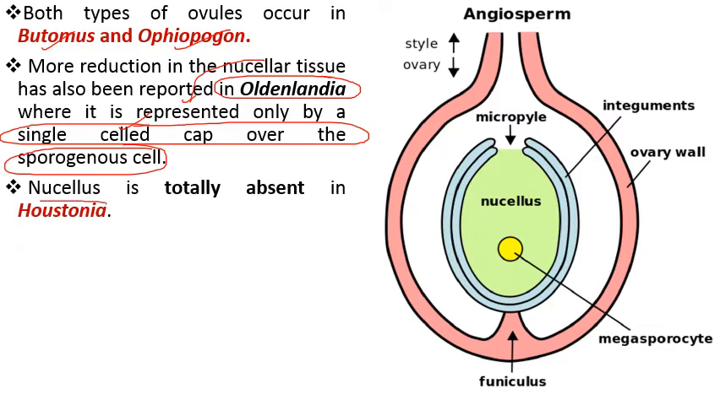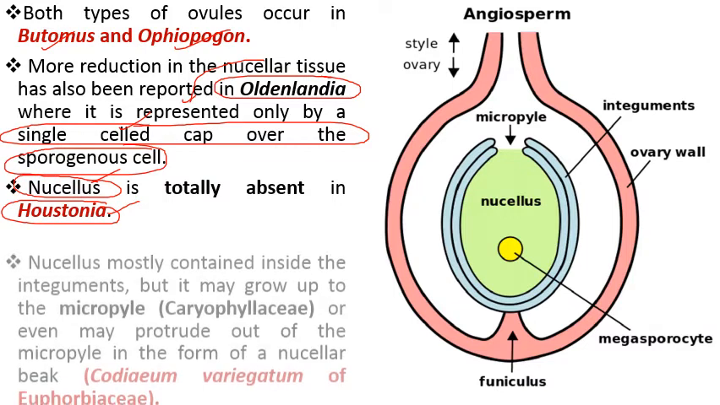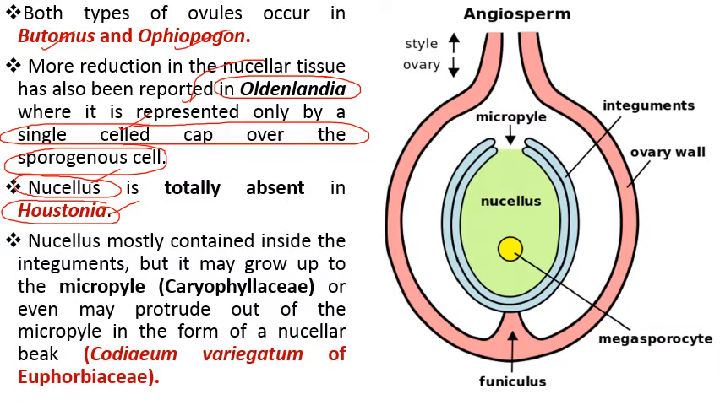And there is one plant that is known as Houstonia. इस plant में nucellus होता है completely absent. So nucellus tissue is absent in Houstonia. Nucellus is mostly contained inside the integuments. Mostly integuments के अंदर present होता है ये tissue, but it may grow up to the micropyle in case of Caryophyllaceae. जो Caryophyllaceae के members हैं इसमें ये nucellus grow करता है up to the micropyle, और it may protrude out of the micropyle. कुछ cases में ये micropyle से बाहर आता है in the form of a nucellar beak.